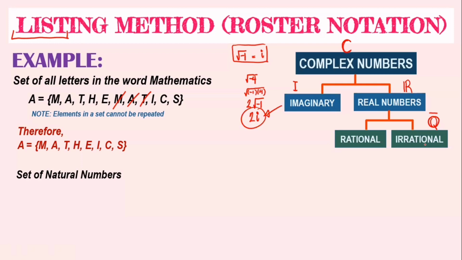These numbers are the non-terminating, non-repeating decimals, and yung mga hindi perfect na squares or any square root na hindi perfect root. Those are the examples of irrational number.